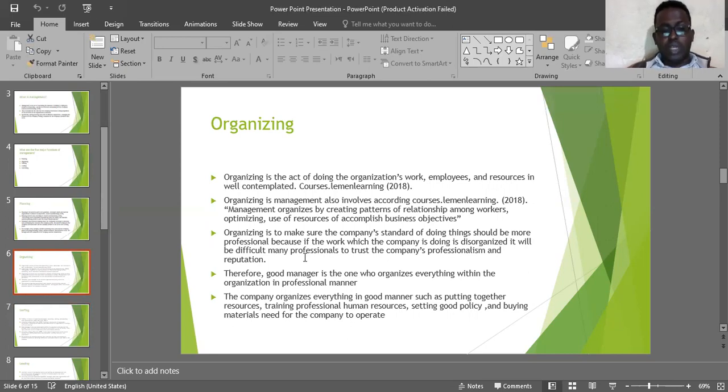So organizing is to make sure the company's way of doing things is more professional, because if the work the company is doing is disorganized, it will be very difficult for professionals to trust the company's professionalism and reputation. Therefore, a good manager is one who organizes everything within the organization in a professional manner, such as putting together resources, training professional human resources, setting good policy, and buying materials needed for the company to operate.